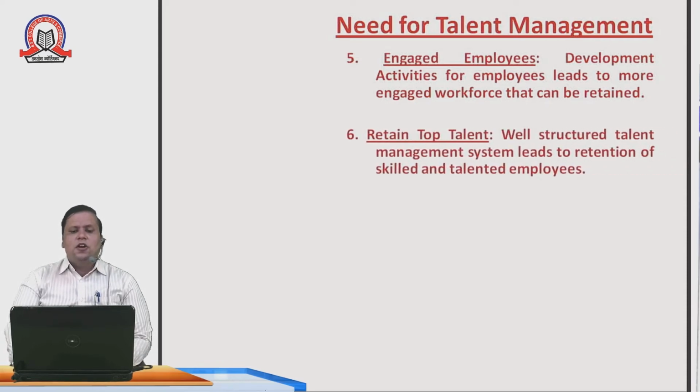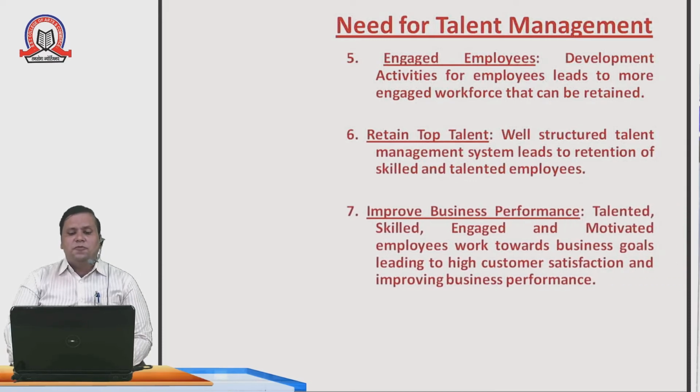Then is retaining top talent. As we discussed earlier, the organization needs to hold back its top talented employees at any cost, because if an employee who has talent is lost, the asset of the company is lost.